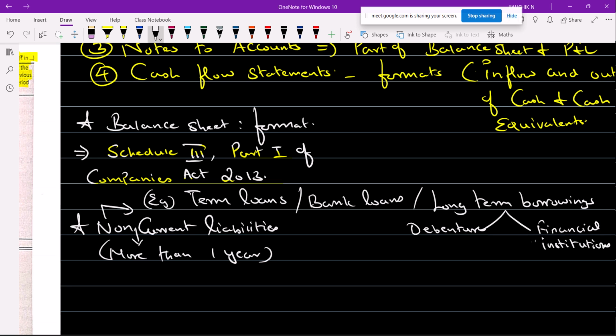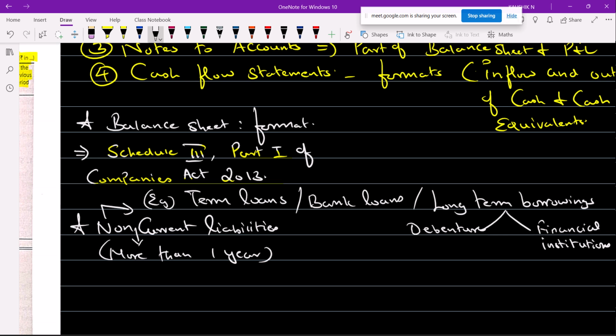So any borrowings which we have done in the way of term loans, bank loans, or long-term borrowings from financial institutions, or by way of issuing debentures, form part of your non-current liabilities. Of course, apart from this, we may have some more items, but these are the quite common, most frequently repeated items which can be used under the category of non-current liabilities.